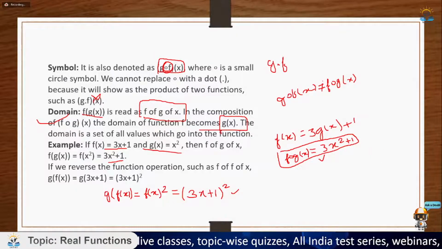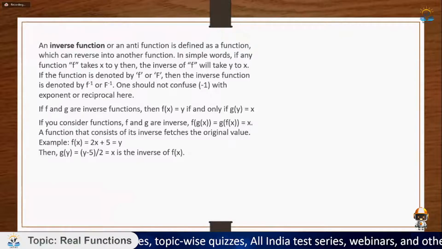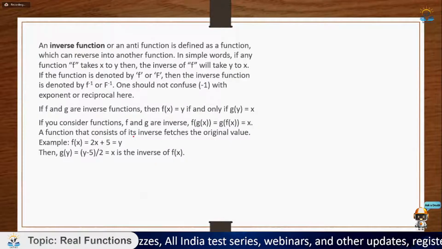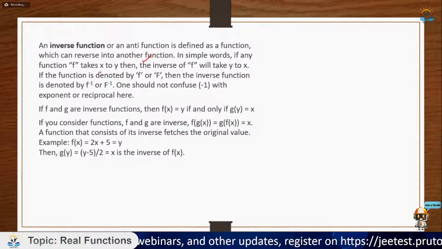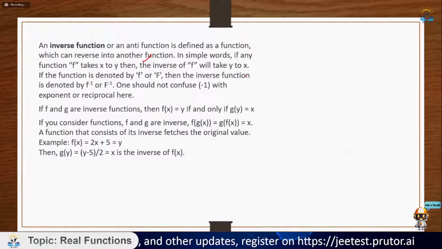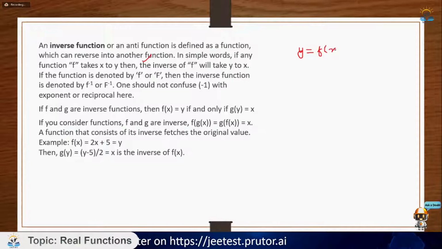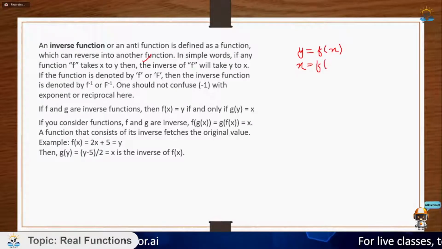Moving ahead. So now coming on to inverse functions. What is an inverse function? इसको मैं anti function भी बोलता हूँ. An inverse function or an anti function is defined as a function which can reverse into another function. In simple words, if any function f takes x to y, then the inverse of f will take from y to x. मतलब अगर आपको दिया हुआ है कोई function y which is a function of x, then the inverse function would be x equal to f of y. Okay, so this is the basic definition of inverse function.